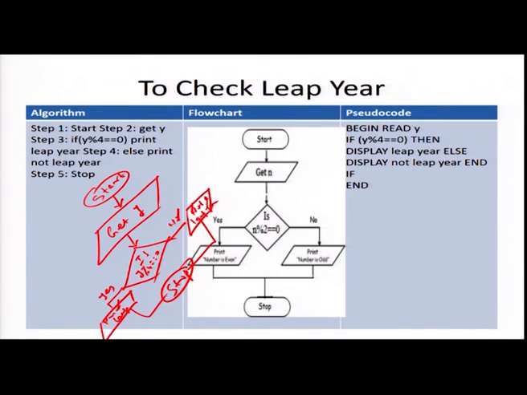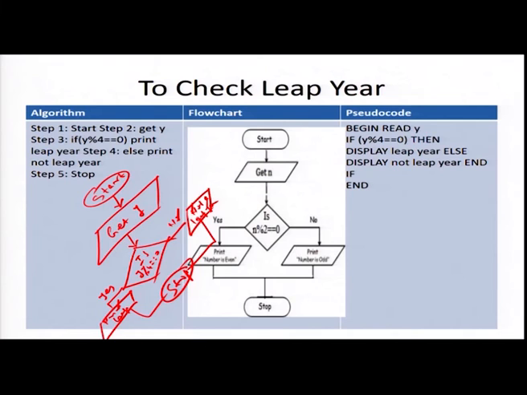write the flowchart. Then as far as pseudocode is concerned, you begin, you read y. If y mod 4 equals 0, then display it as a leap year, else display it is not a leap year, then you end. Since you have used if, you are supposed to use end if, and since you have used begin, you are supposed to end it with end. So this is how you write this leap year program.